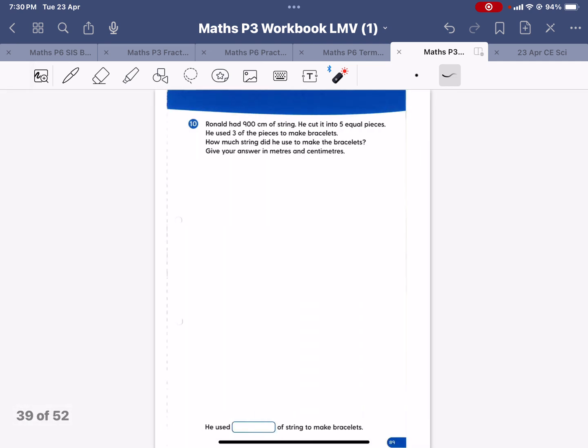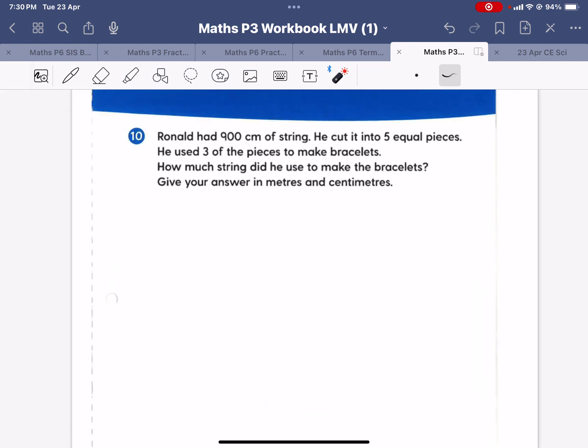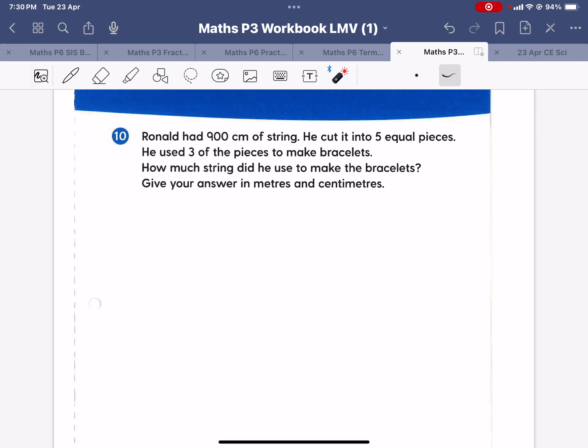We are now going to go into page 89. Now on page 89, we have this person called Ronald. Ronald had 900 centimeters of string. This is the whole entire string, and this is an important piece of information. He used it to cut into 5 equal pieces. So these 5 equal pieces came from 900 centimeters.